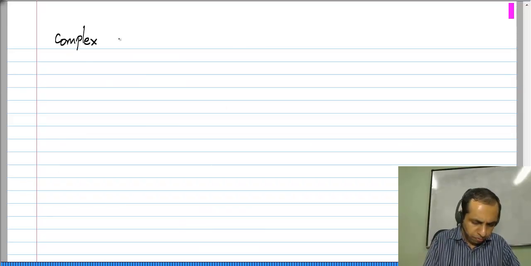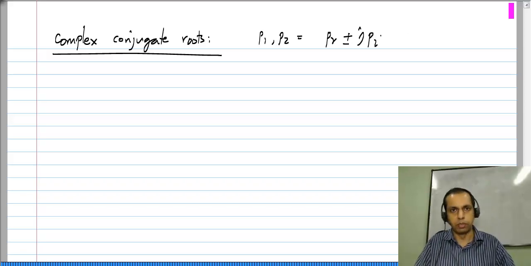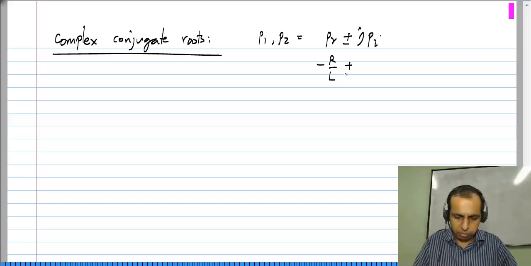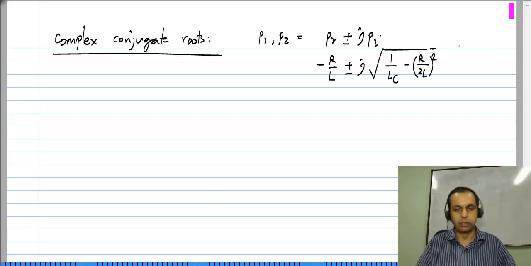Now, when we have complex conjugate roots, we will have P1 and P2 to be some real part plus minus j times the same imaginary part. The real part will be minus R by L. The imaginary part, you know the expression for. This will be plus minus j times square root of (1 over LC minus (R by 2L) square).